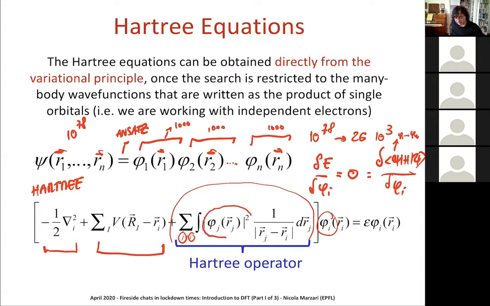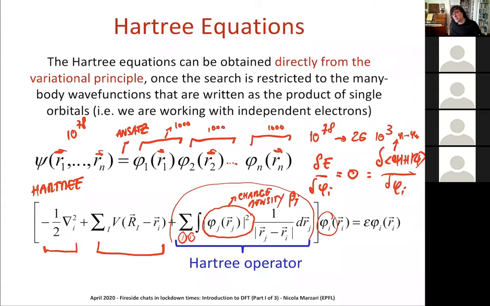So this is the probability of finding an electron, in this case electron J, somewhere. That is the charge density of electron J. I call it rho J. And here you see rho J divided by the distance. This is the Coulombic potential. So the Hartree operator represents the Coulombic repulsion from every other electron.